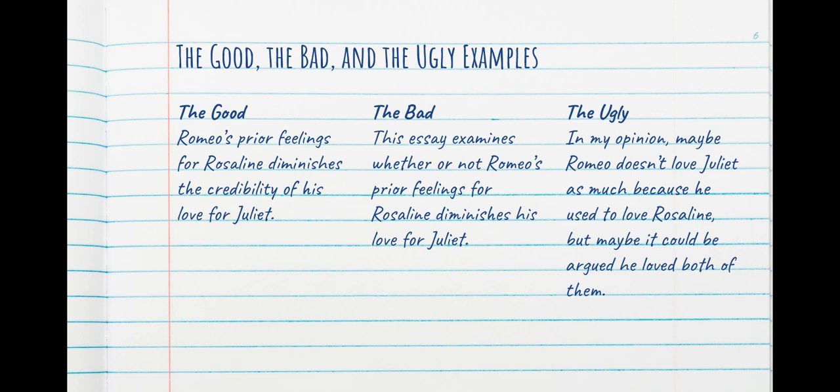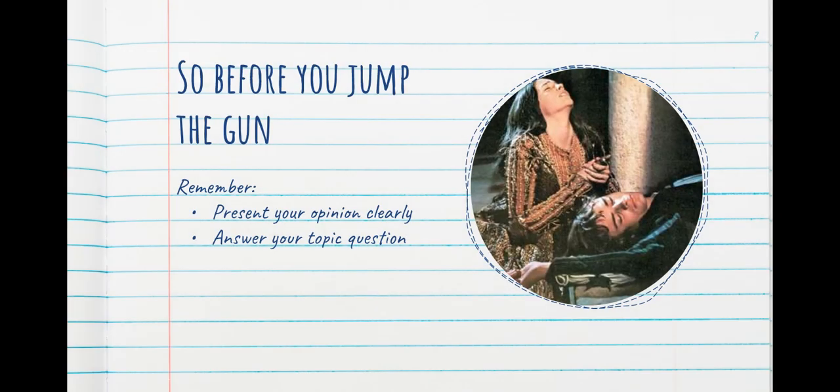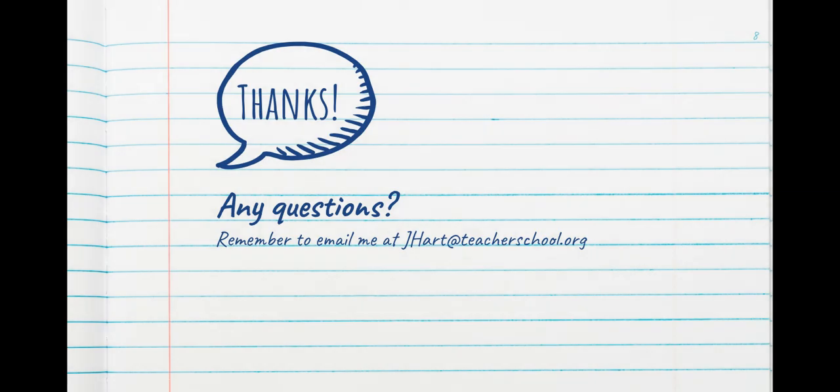And now, the ugly. The ugly is really ugly because, well, just look at it. It's riddled with qualifiers and ultimately leaves readers wondering what the paper is going to detail. The language used is also weaker as well. So before you jump the gun and start writing, remember these two very simple things. Present your opinion clearly and answer that topic question.